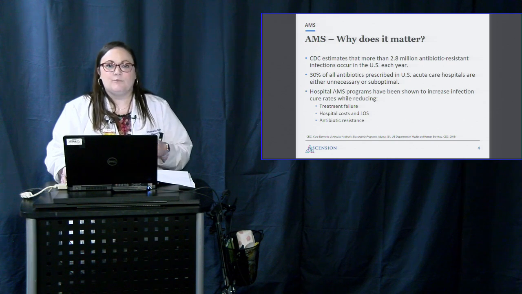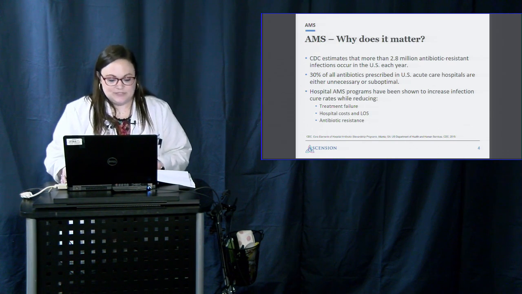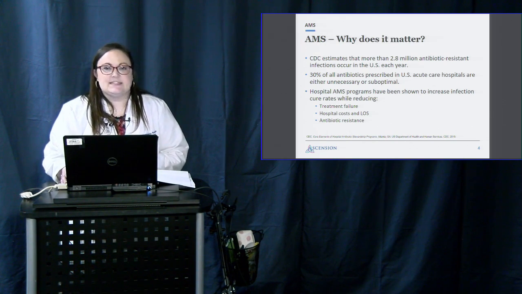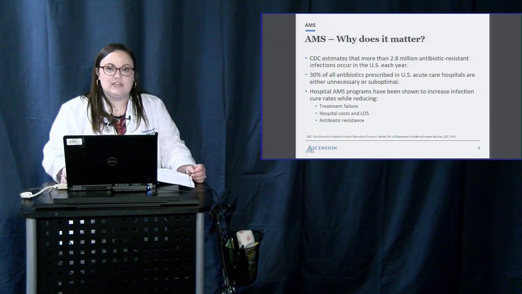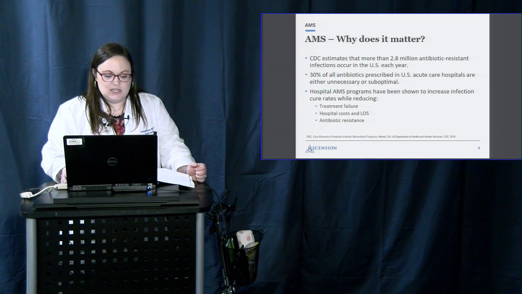So now we know what it is. Why does it matter? So in 2019, the Centers for Disease Control and Prevention estimated that more than 2.8 million antibiotic-resistant infections occur in the U.S. each year. They also estimate that more than 35,000 deaths occur as a result of these resistant infections.